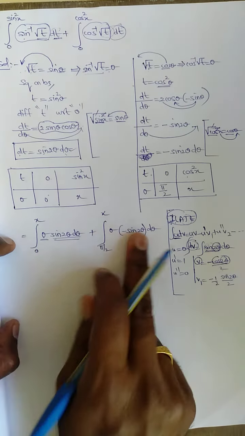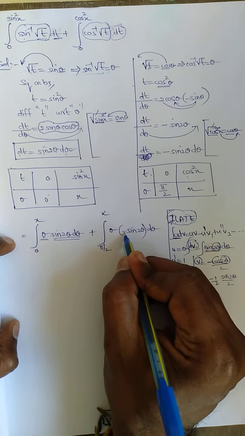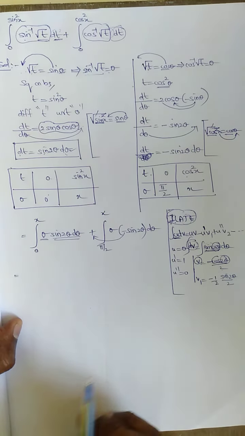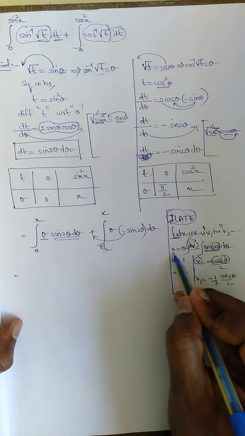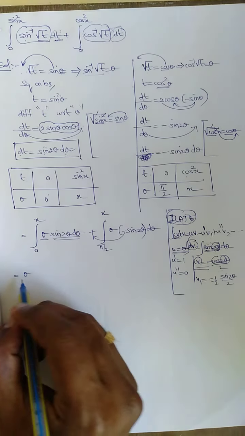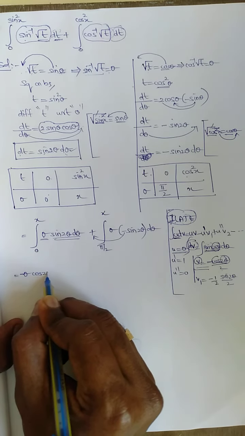So both the sides we need to apply. Before applying, this minus we can put outside. No problem here. So first, what is the formula? uv. This is u, this is v. U is theta. V is minus cos 2 theta by 2.